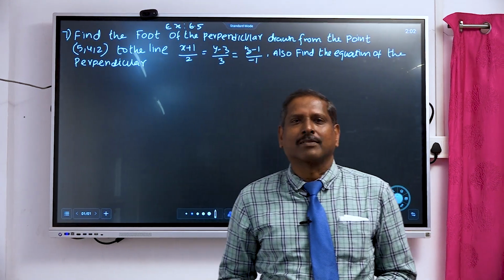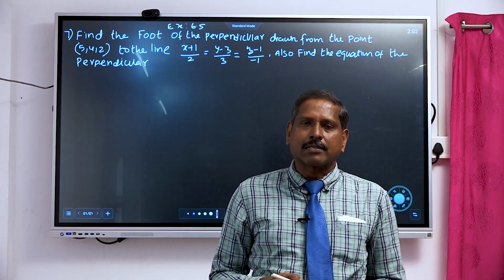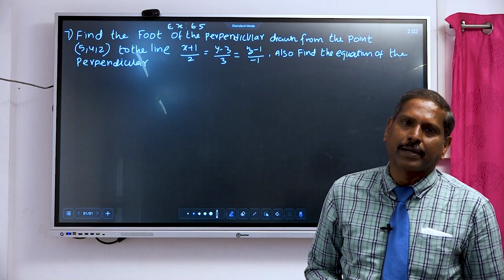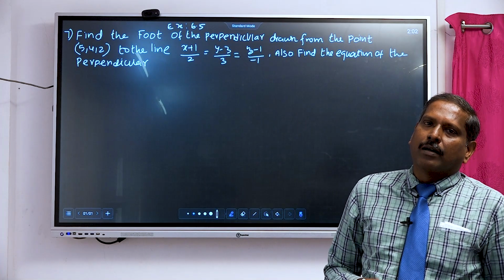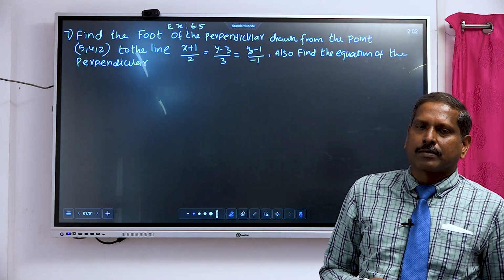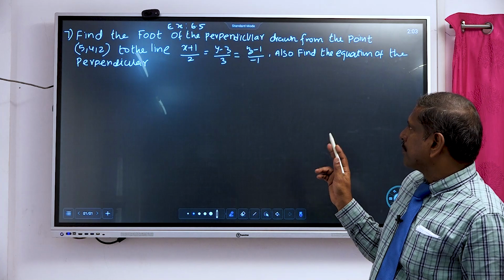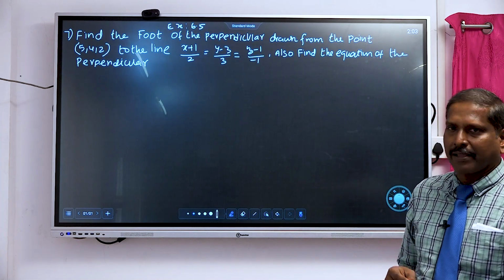Hello children, today we are going to see vector algebra, which is the 6th lesson in 12th standard mathematics, and the sum which I am going to take is very important from the public exam point of view. This is from exercise 6.5 question number 7.